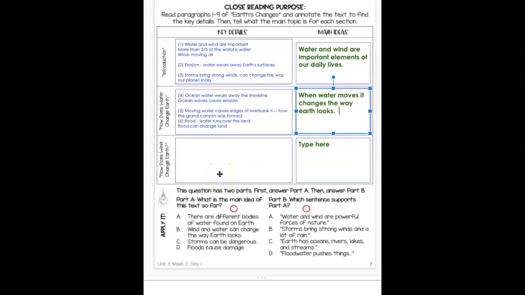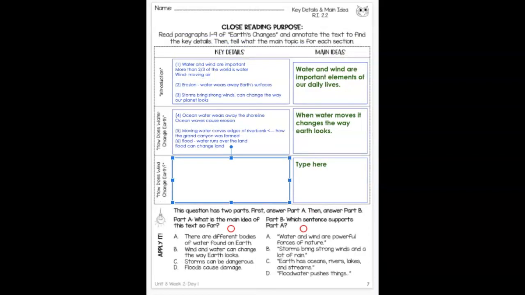So what you need to do now is go ahead and read the last section, and you are going to read the key details of 7, 8, 9, and then write the main idea. Answer your exit slip for today. It says this question has 2 parts. So you have 2 red circles. Make sure you're using those 2 red circles. It has a first part, which is part A, and then it has a second part, which is part B.